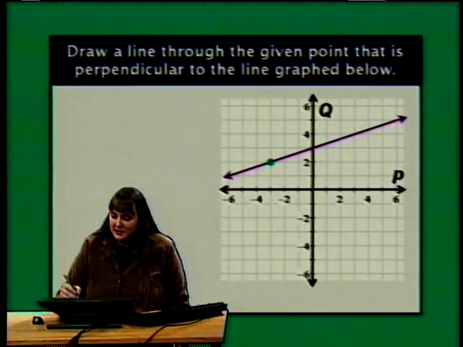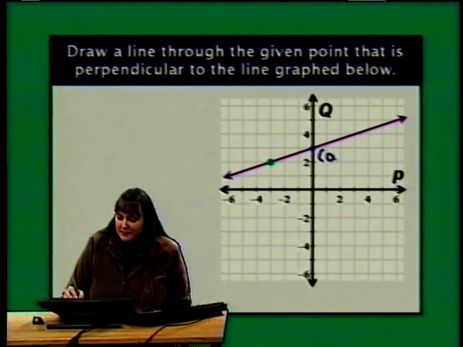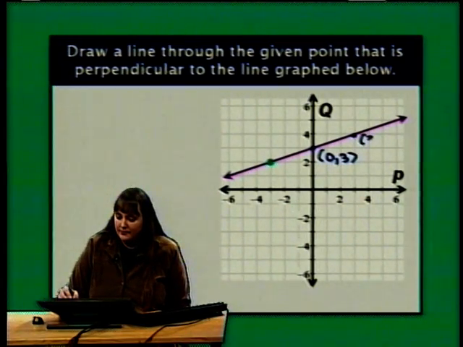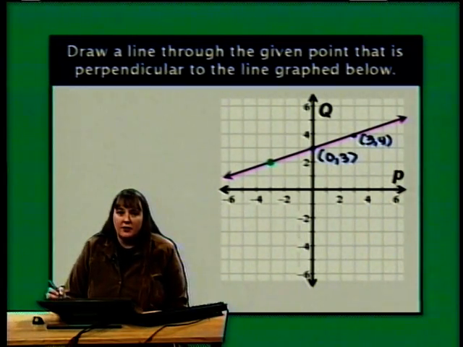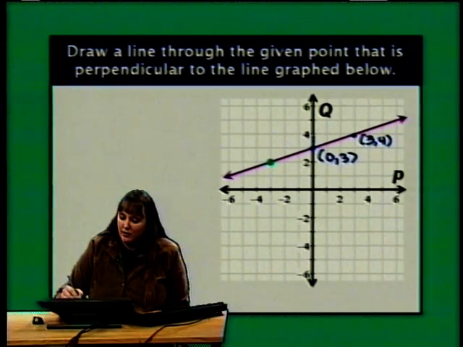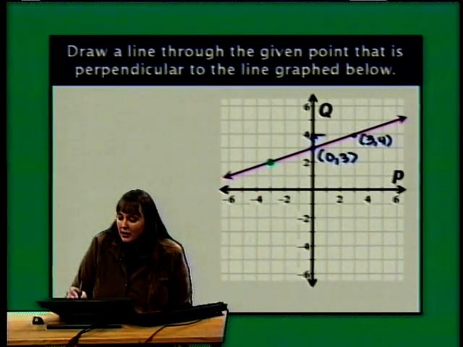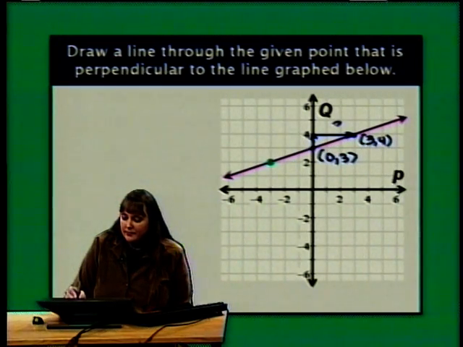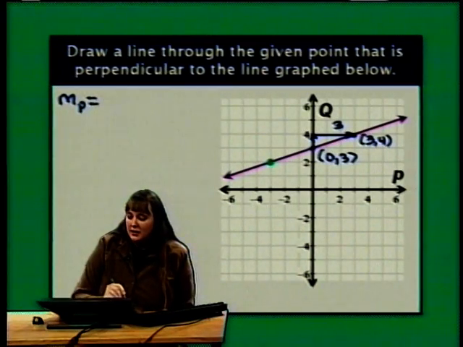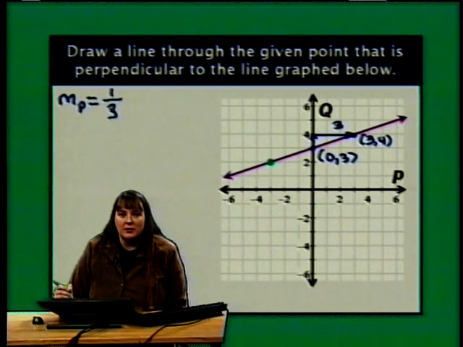Let's locate a couple of points on this line. It looks like I have a vertical intercept of (0, 3), and another point over here looks like (3, 4). So thinking about the slope, to get from 3 to 4, I have a rise of 1, and to get from 0 to 3, I have a run of 3. So the slope of this purple line that's graphed here is rise over run, a rise of 1 over a run of 3. The slope is 1/3.